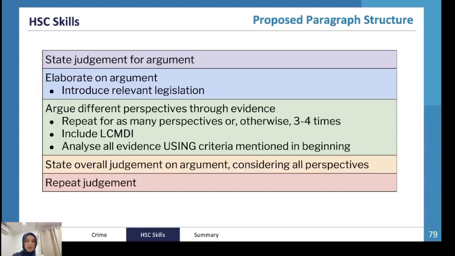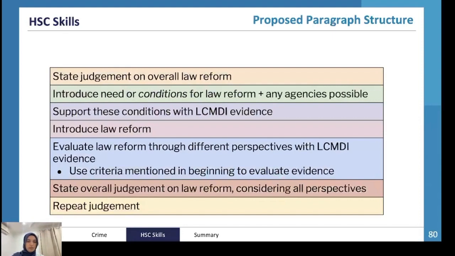You can also state the overall judgment, for example, on overall law reform, introduce needs or conditions for law reform. For example, if the question was based on law reform, support these conditions with LCMDI, introduce law reform, evaluate it, state the overall judgment on law reform, considering all perspectives, and then repeat judgment.